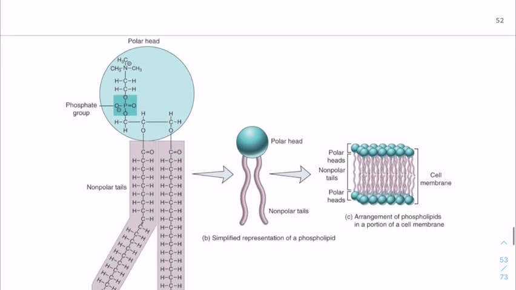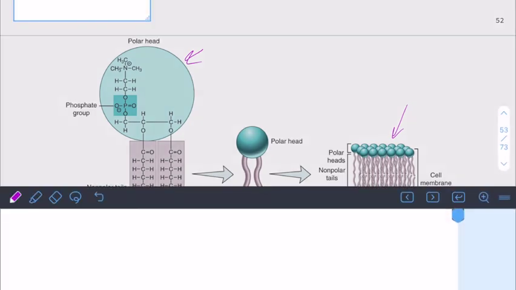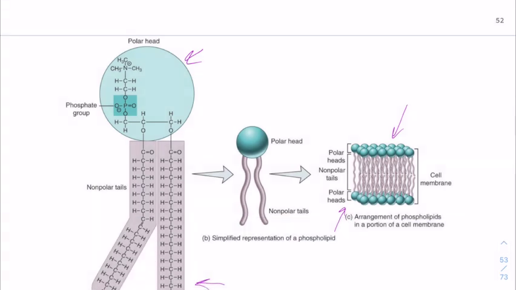So here's an example of a cell membrane. We have our polar heads on the outside, while the nonpolar tails are on the inside. The polar heads are water soluble while the nonpolar tails are not. This helps protect the cells and keeps them safe.